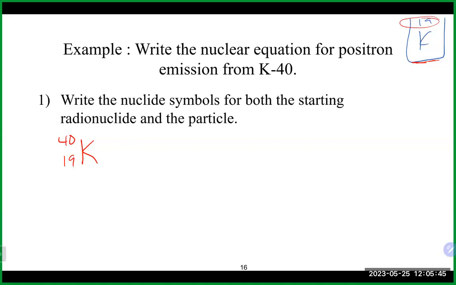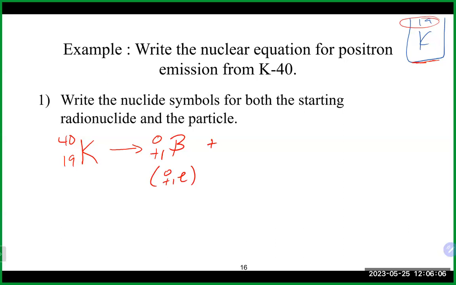This again is a positron emission, so that means our positron particles should be on the product side. And again, you do have a couple of options in terms of how you want to do that. You can use the beta symbol there, or you can use the e if you like as well. That's all good. So again, you could do this whichever way you like.